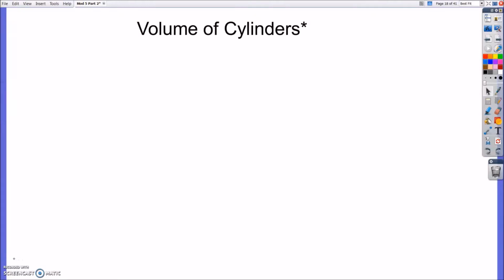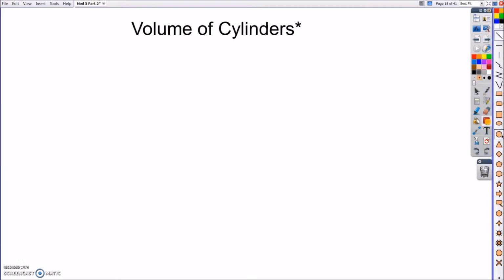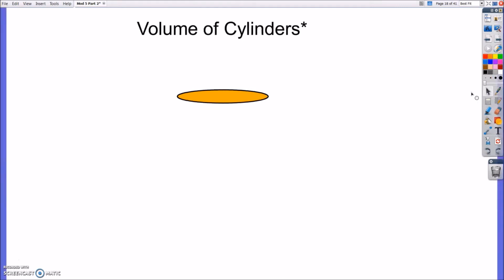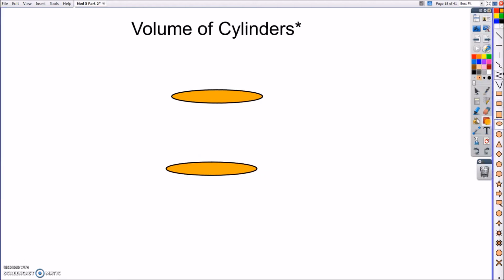Hey guys, today what we're going to be doing is looking at the volume of a cylinder. So really quickly, a quick reminder of what a cylinder is. It's basically like a soda can. It's something that looks like this. So if we have two circles and then we just connect the lines, it's a soda can, it's a can of soup. It looks just like this.